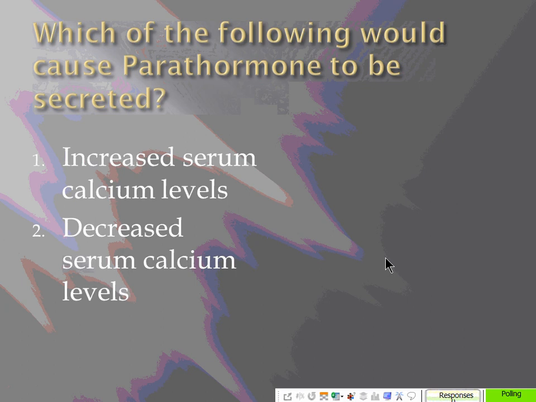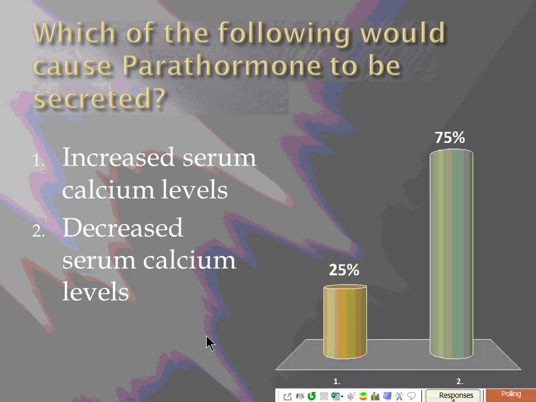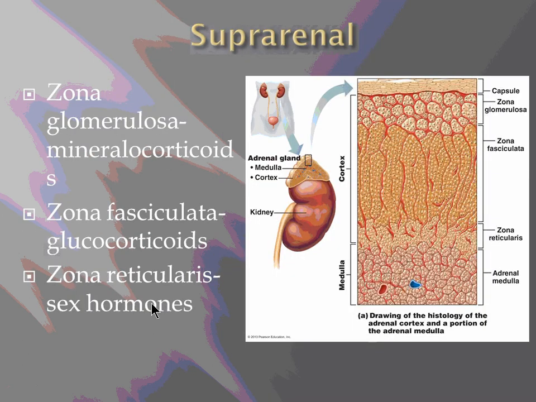Okay. Which of these would cause parathormone to be secreted? Decreased serum calcium levels. Remember, its function is to increase serum calcium. So think of a function, and what would it be that will bring about that function? Decreased serum calcium will cause parathormone to be secreted. Okay, so we'll stop here.